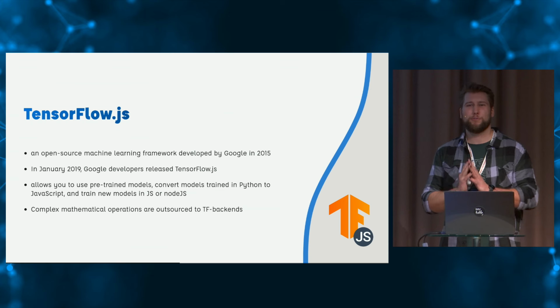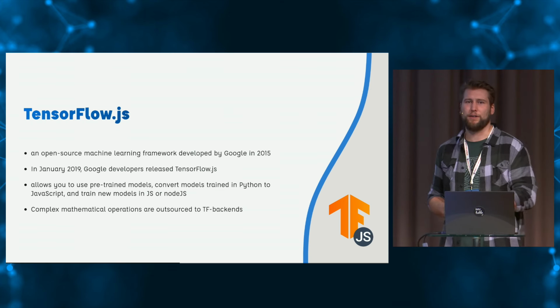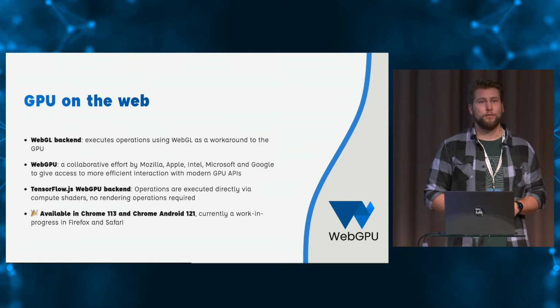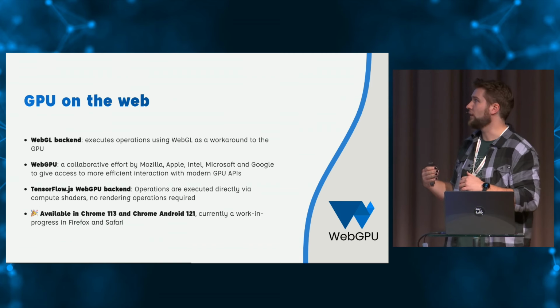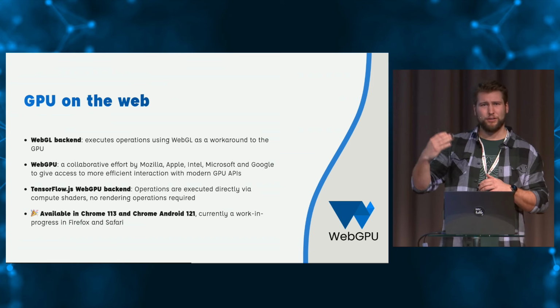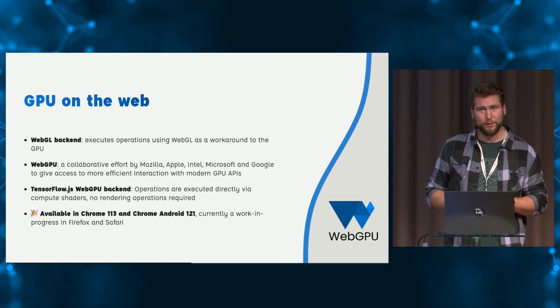But if we want to have performant machine learning operations, we need to have access to the GPU. And there are two ways. We can use WebGL, because WebGL is this graphical abstraction layer that uses the GPU under the hood. It works, but abstraction layers are never a positive thing if you're talking about performance.